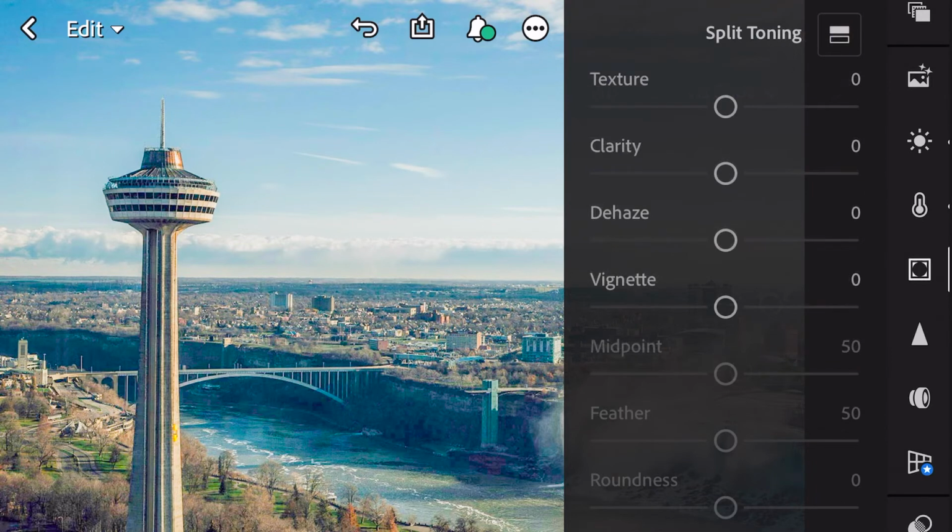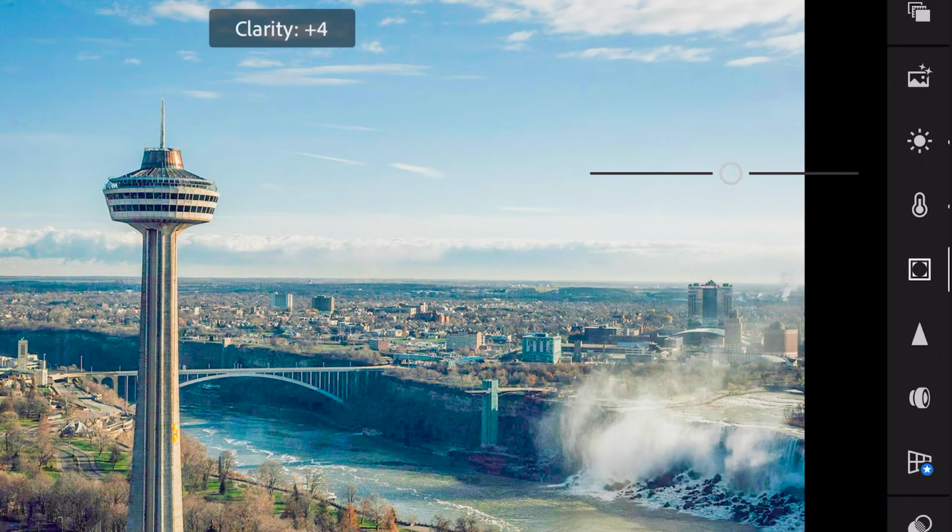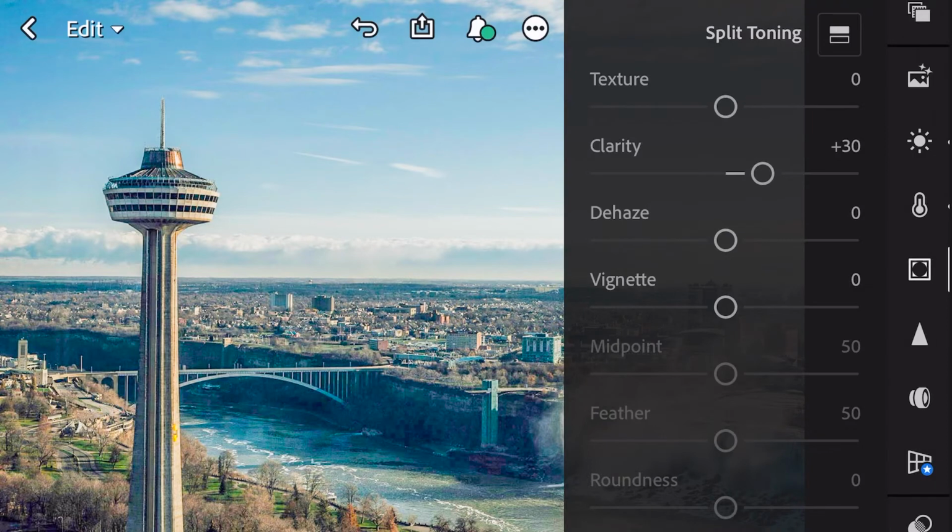Next, go to effects. Clarity plus 30. And finish.